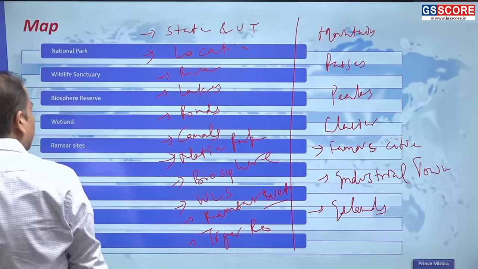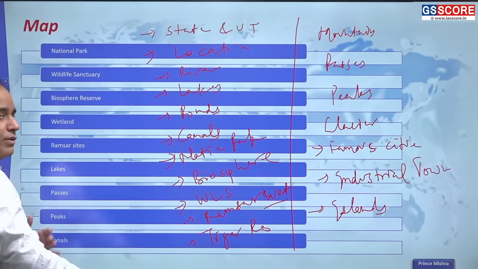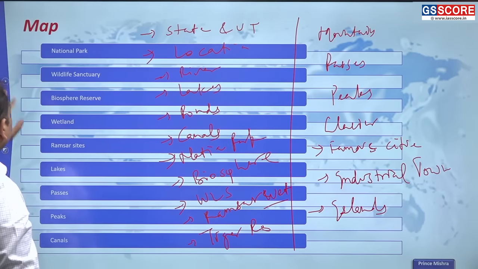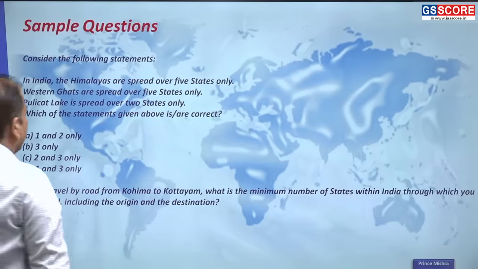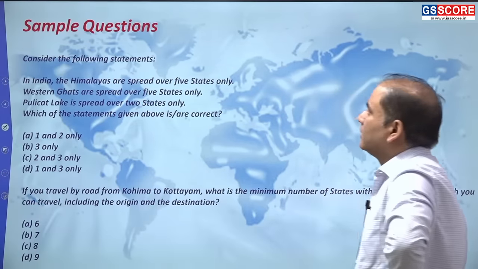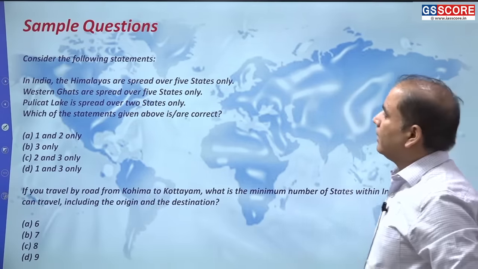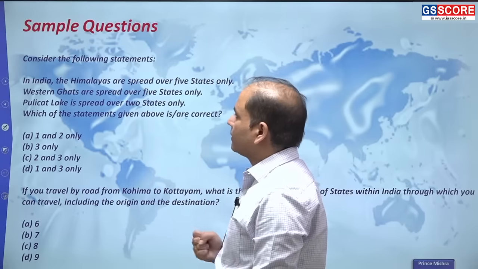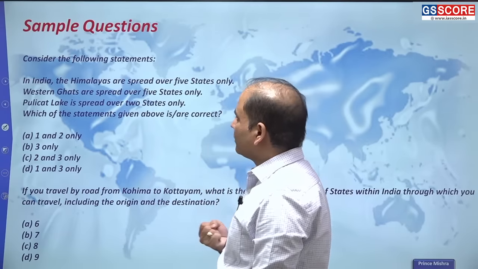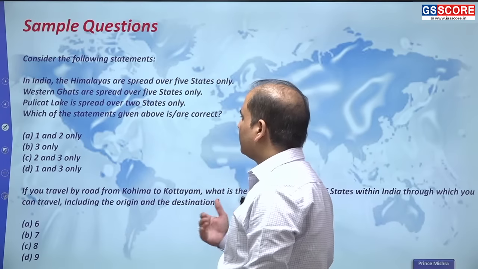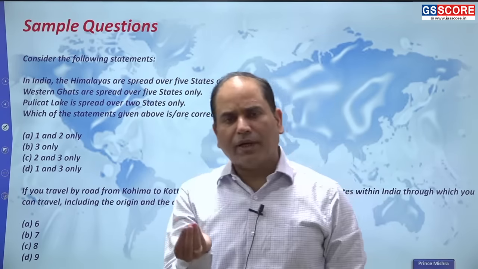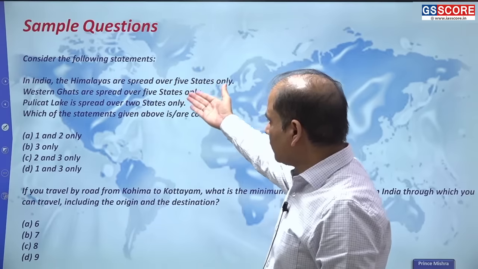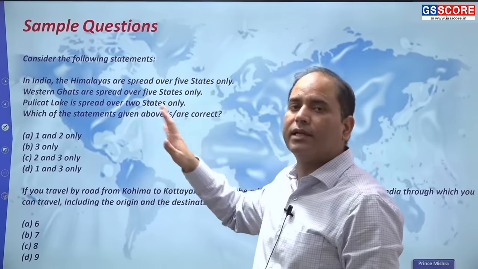Now, how the questions are asked, just to give you some idea, if you prepare along this micro listing, whether you will get the question or not. So just go through it. Consider the following statements. In India, the Himalayas are spread over 5 states only. Western Ghats are spread over 5 states only. Pulicat Lake is spread over 2 states only. Which of the statements given above are correct? So purely knowledge of a few locations. They are asking about the physiography, the mountains, the lakes.